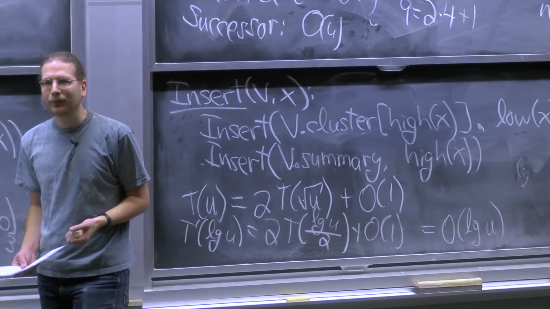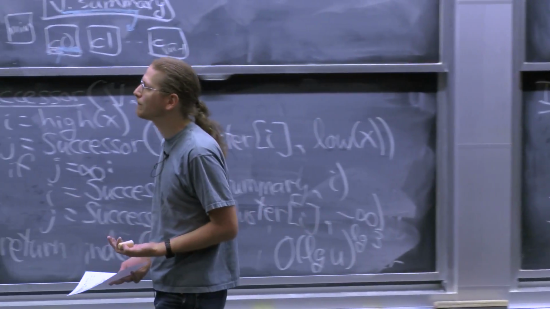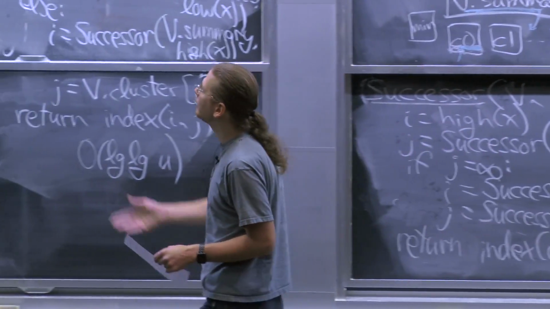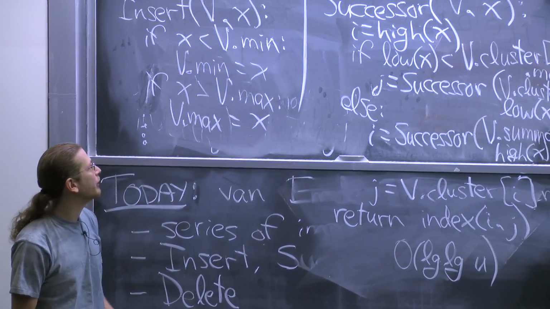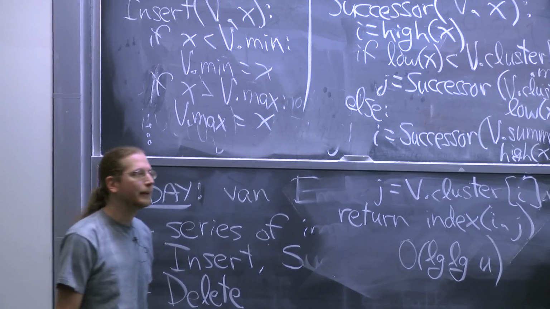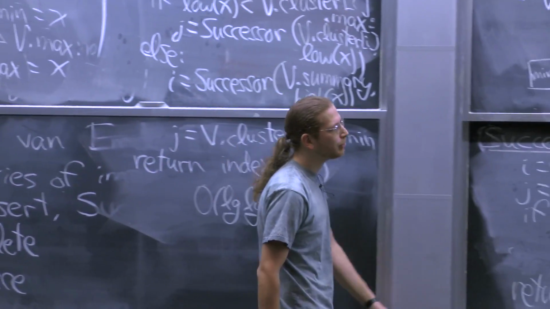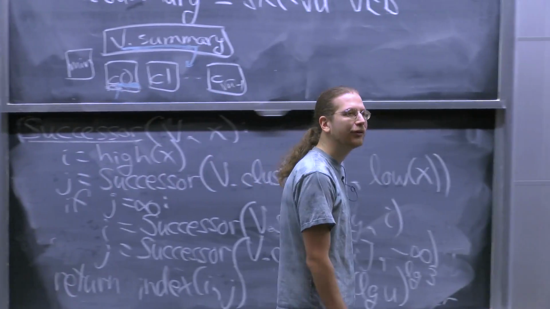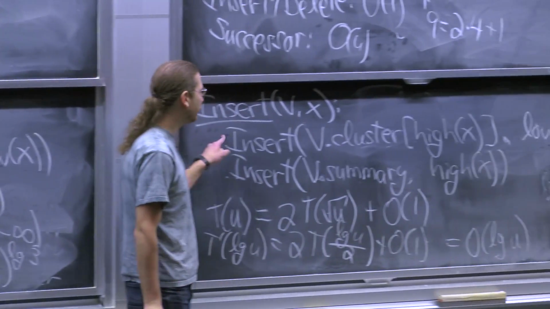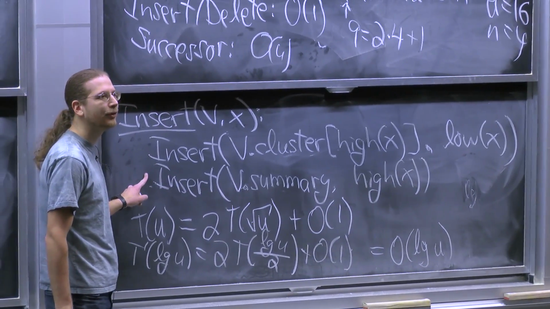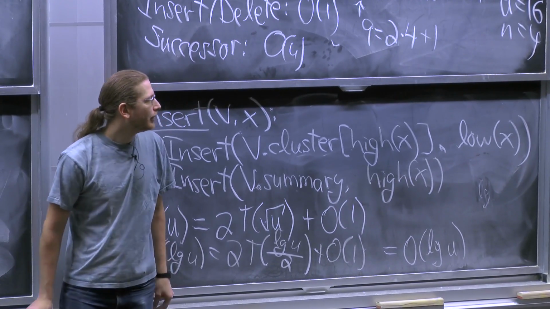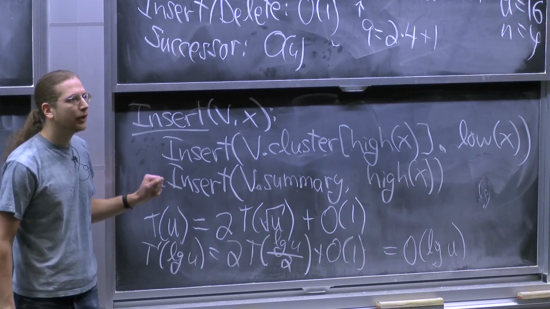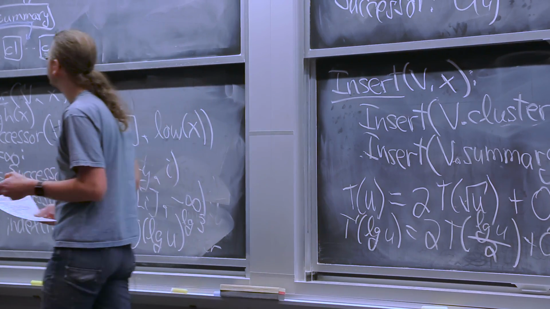It's easy enough to keep track of whether a cluster is empty. For example, we're storing the min. We can say v.min is none, special value, whenever the structure v is empty. But we still have this problem that the first time we insert into a cluster, it's expensive, because we have to do this and we have to do this. How could we avoid this in the case where a cluster is empty?